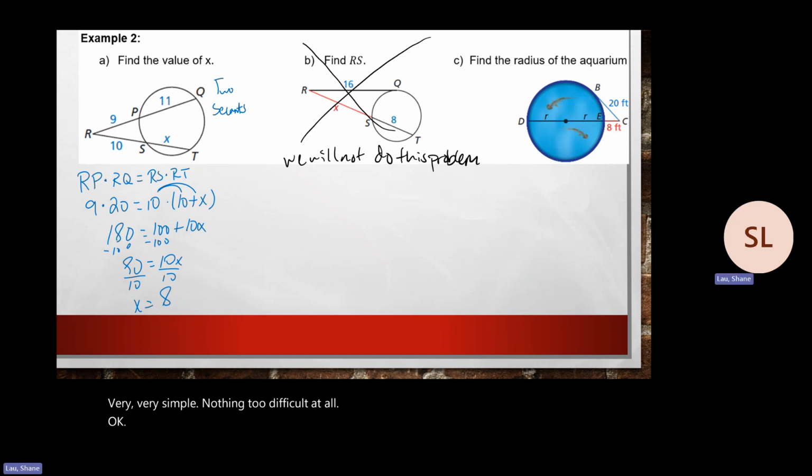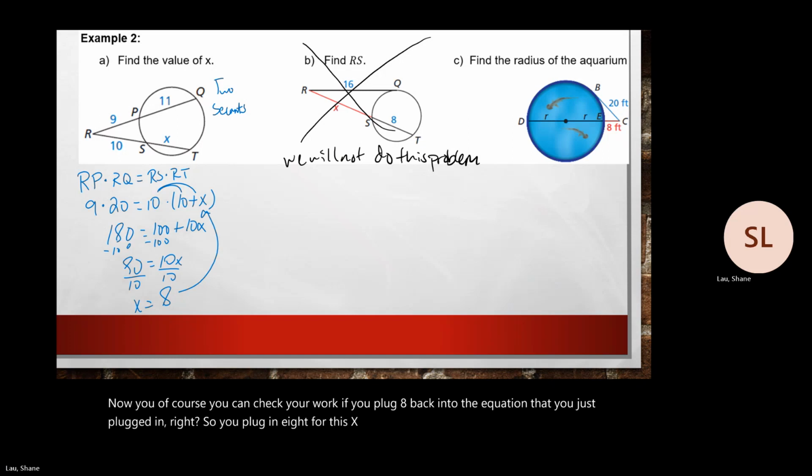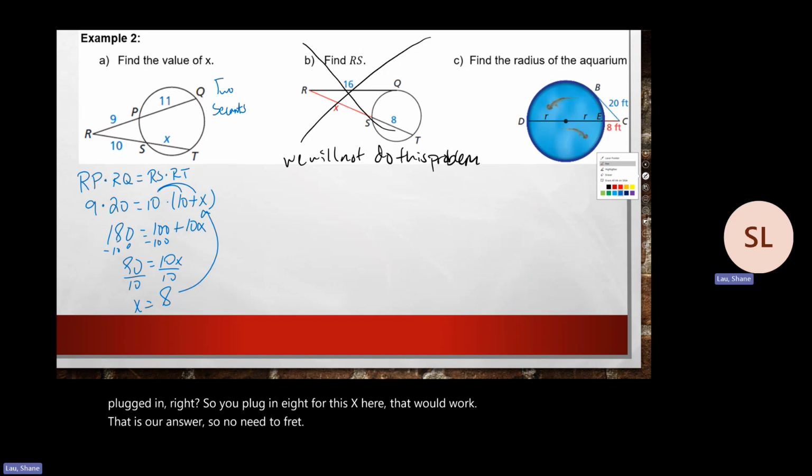Now, of course, you can check your work if you plug 8 back into the equation that you just plugged in. Right, so you plug in 8 for this x here. That would work. Okay. That is our answer. So no need to fret.